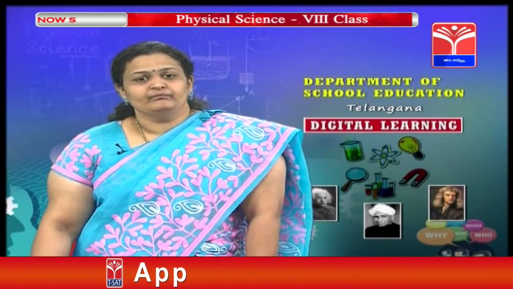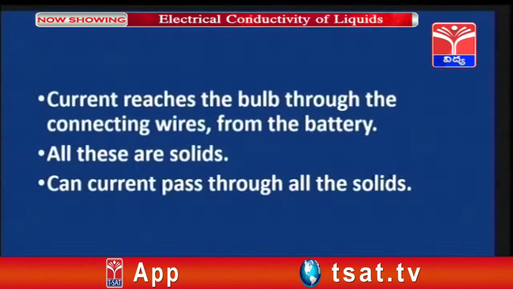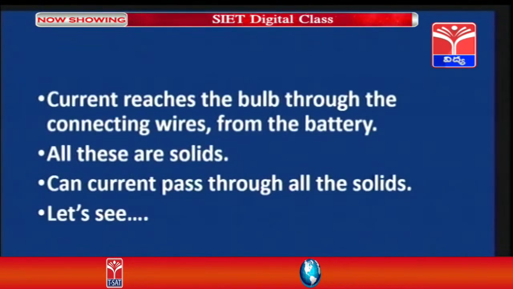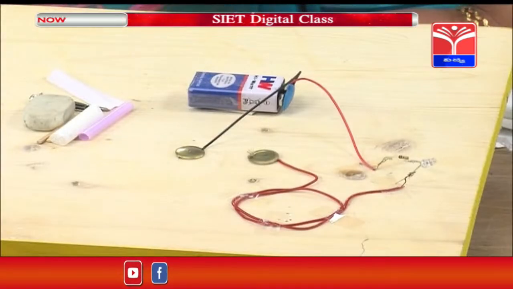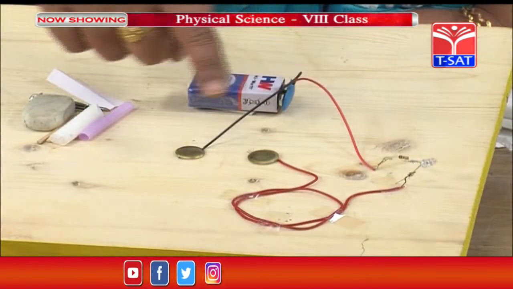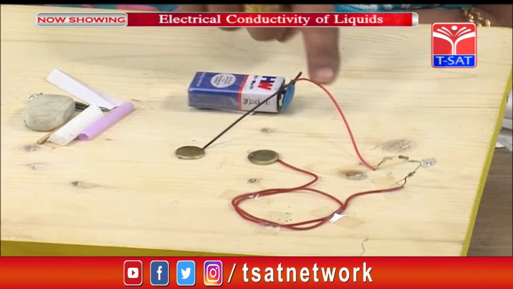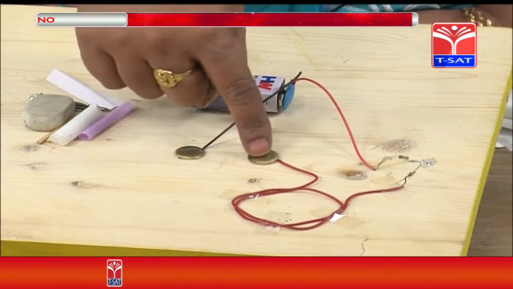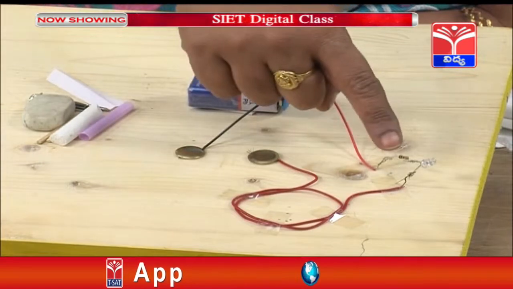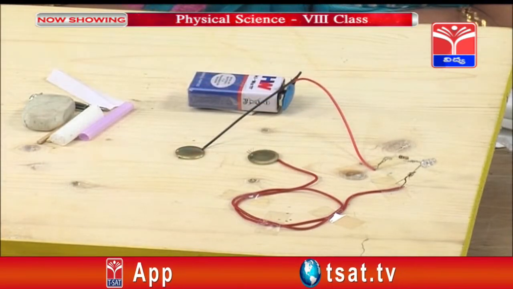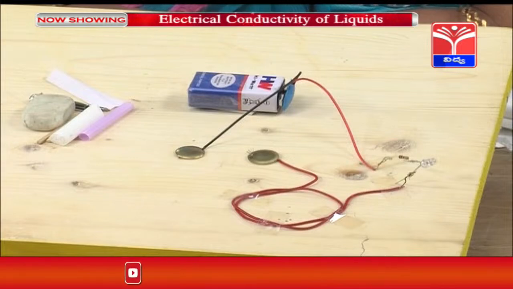Okay, children? Now the question arises, can current pass through all the solids? Let us see through a small activity. Children, this is our circuit. Okay, we have a battery here, connecting wires, 2 pins, and an LED bulb. Okay, children? Now we are going to test the electrical conductivity of some simple solids.